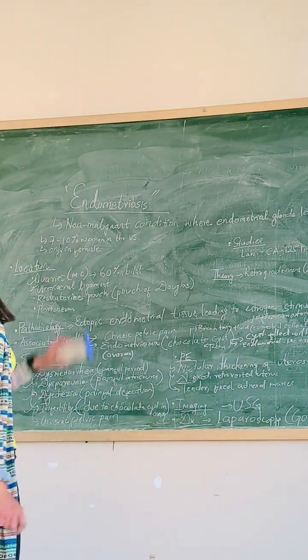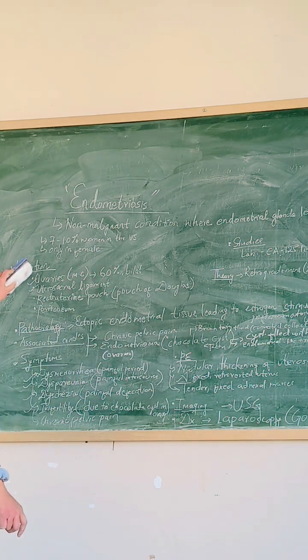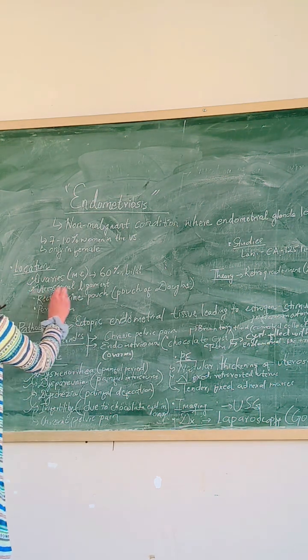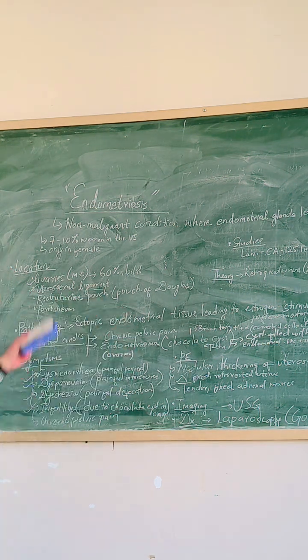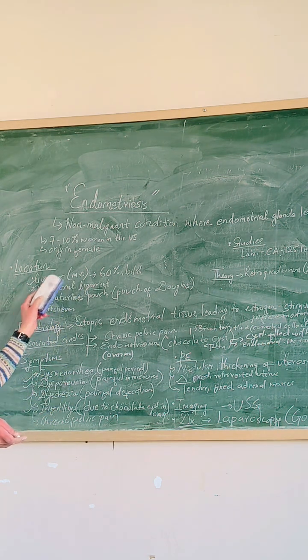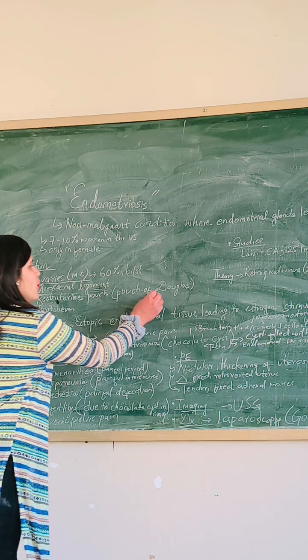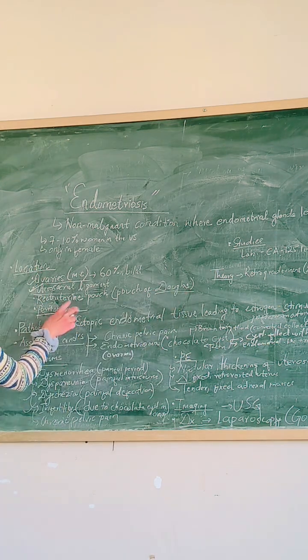It is seen in 7 to 10% of women in the US. Only in females, not in men. The locations: ovaries are the most common location, at 60%, and even bilateral. The next one is the uterosacral ligament, which connects the uterus and sacrum. Next is the recto-uterine pouch, the pouch of Douglas. And the fourth one is the peritoneum.